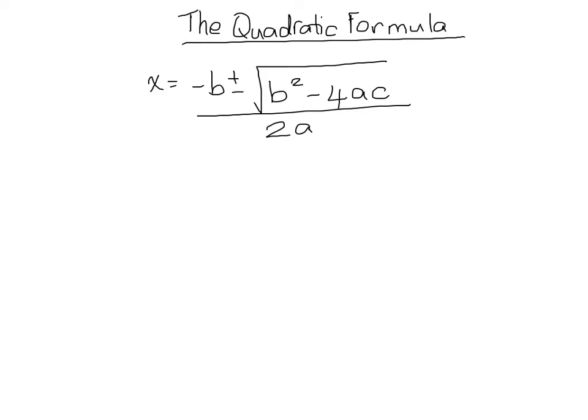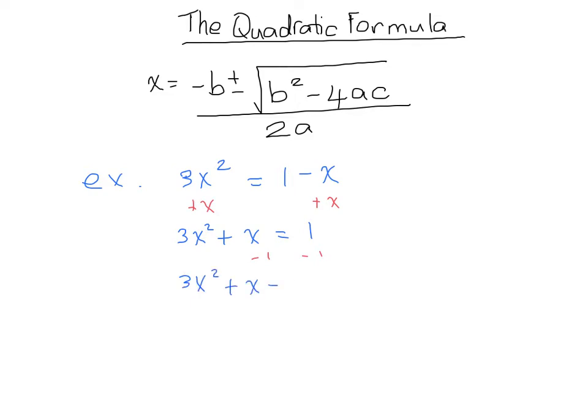So let's say we had to solve the equation 3x squared equals 1 minus x. Well, the first thing that we would want to do is to put it in standard form. So get everything equal to 0. So we're going to have to add x to both sides. And we get 3x squared plus x is equal to 1. Now we can take 1 away from both sides, and we get 3x squared plus x minus 1 is equal to 0.